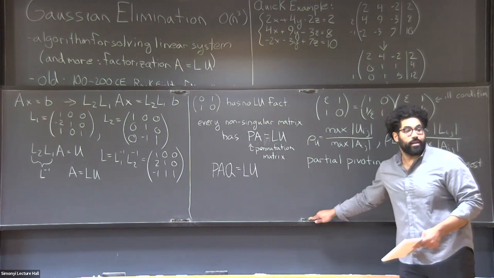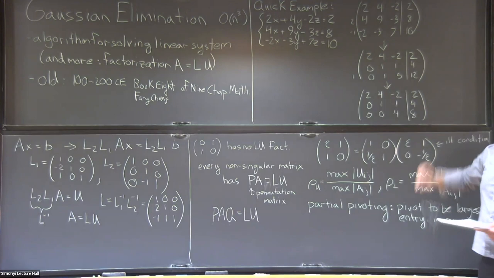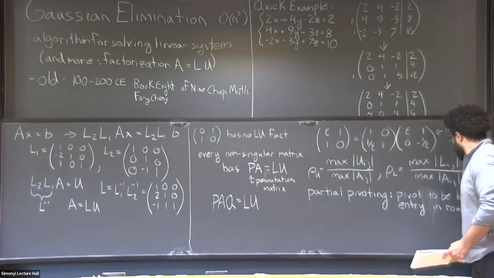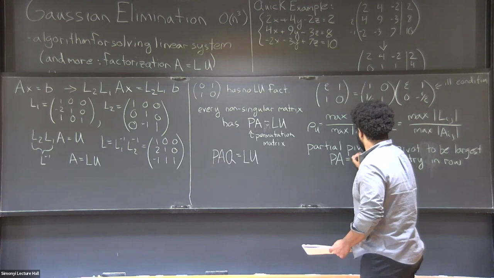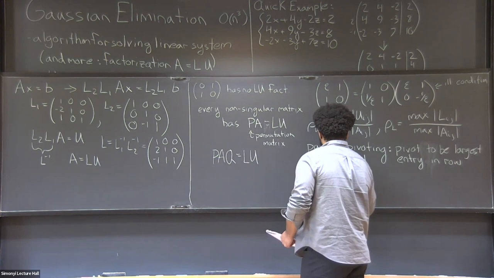So for instance, looking back at our example, at the first step, we would permute, we would swap rows 2 and 1 because 4 is larger in magnitude than 2. This step, we would be fine, and that step, and this partial pivoting would give you a PA equals LU factorization, right? Because we're just permuting rows. The second procedure is called complete pivoting.